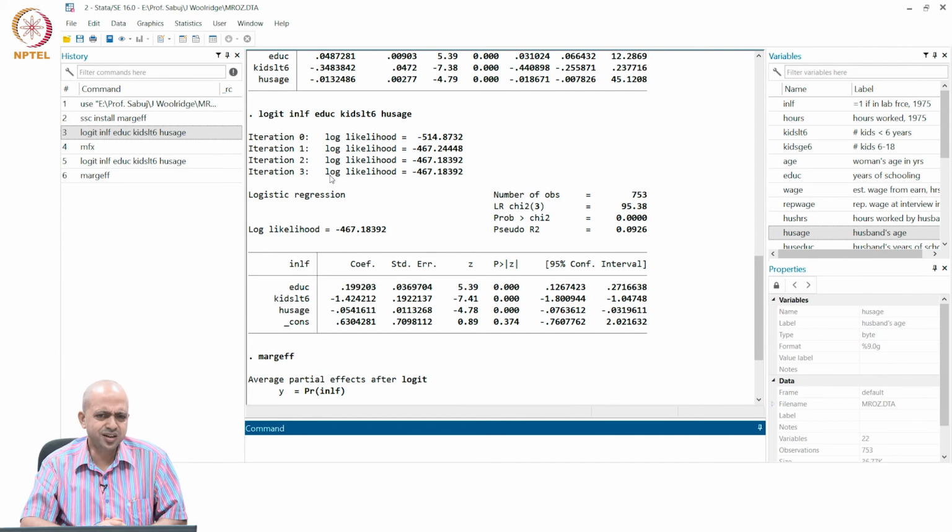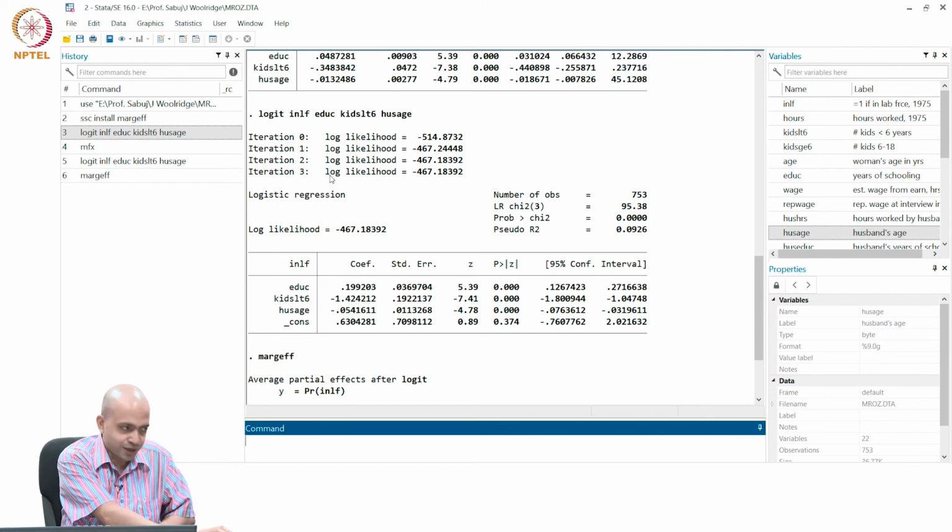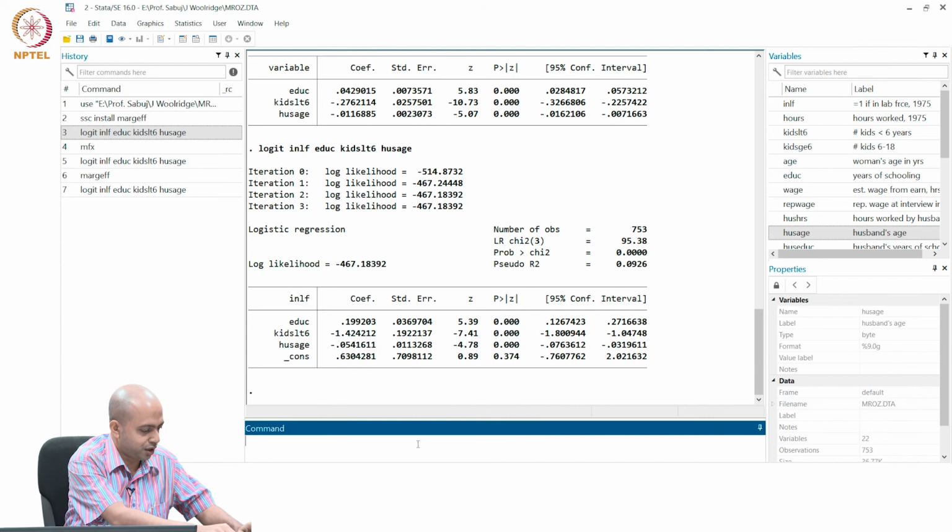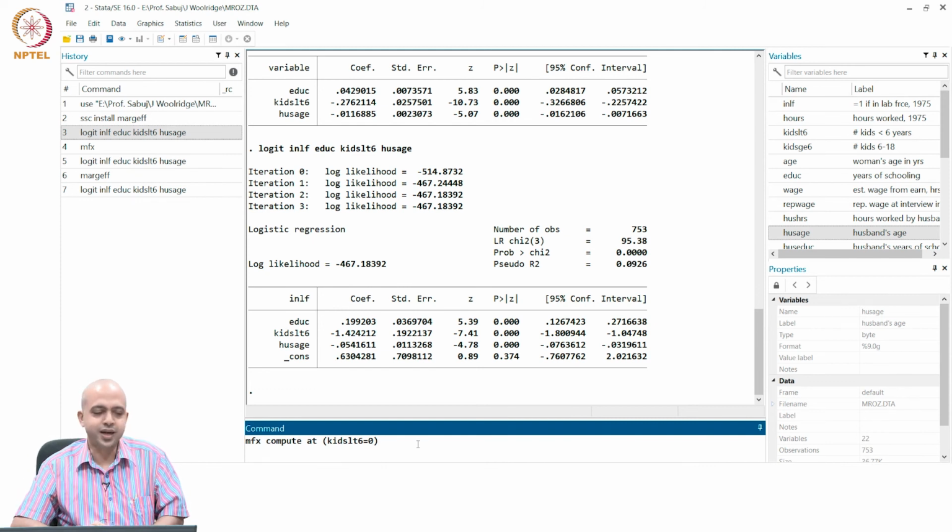But suppose my interest is a little different. I want to calculate the change in probability of labor force participation for the married woman who doesn't have any kids, and then I want to see from 0 kid to 1 kid what is the change in probability of labor force participation, right. So that also you can calculate. Suppose you estimate this Logit model, and then you can put this command mfx compute at kids LT 6 equals to 0.